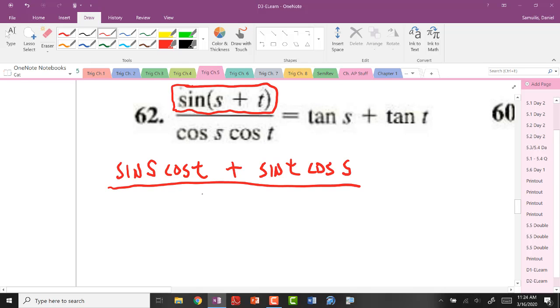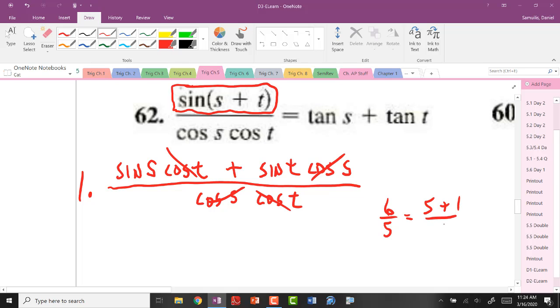Over cosine s cosine t. Now this is where the stuff hits the fan, so to speak, when rules of math go out the window. First of all, look at the right side. Is that what the right side looks like? Is that what the answer is? No. This is another 6 over 5 equals 2 error.